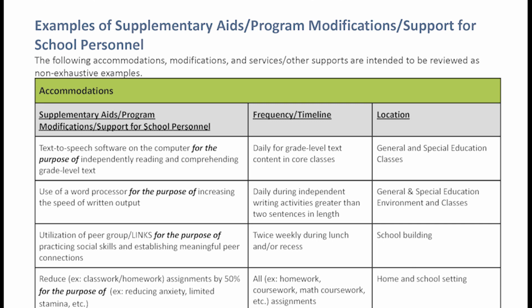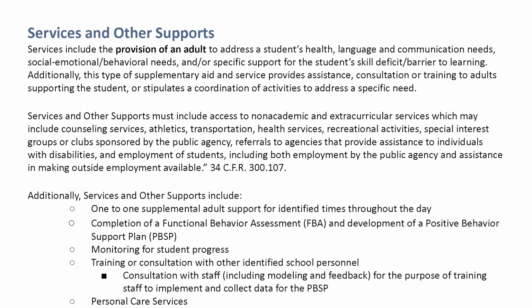Other things to consider are other supports and services that provide assistance, consultation, or training to adults supporting the student or coordination of activities to address a specific need. Examples of other supports and services are the development of an FBA, PBSP, an individual health care plan, parent training, an interpreter for a student or a parent as part of the IEP process, or multilingual or EL supports and services from an EL provider.